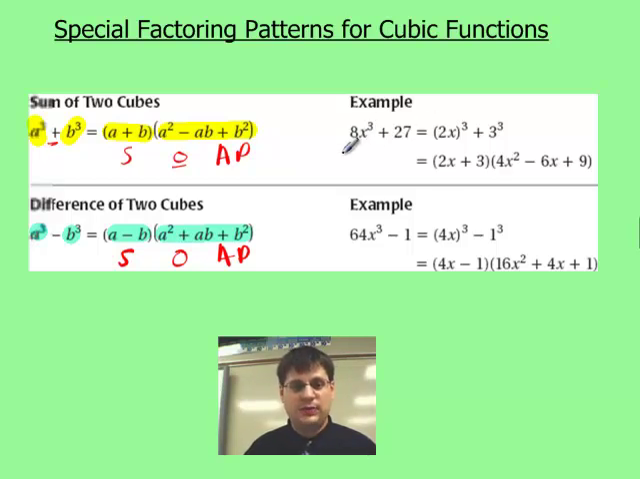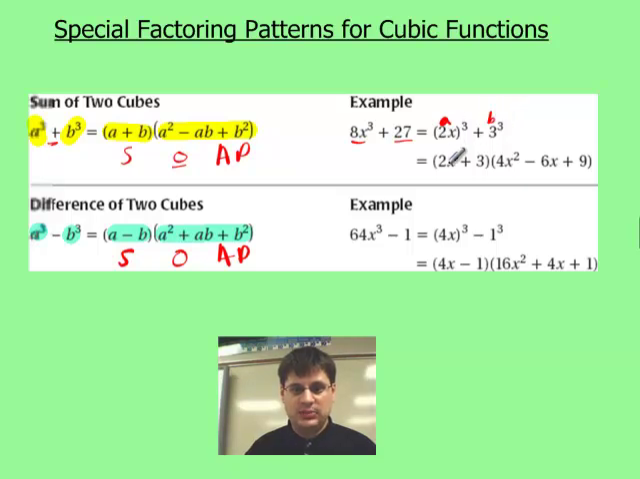So an example of the sum of two cubes, or difference of two cubes in action, let's say I have this 8x cubed plus 27. Well, if I were to take the cube root of 8, that's going to give me 2, and the cube root of x cubed is just x. So I'd rewrite this as 2x cubed plus 3 cubed. So we just rewrote this expression. So we know what our a value is, and we know what our b value is.